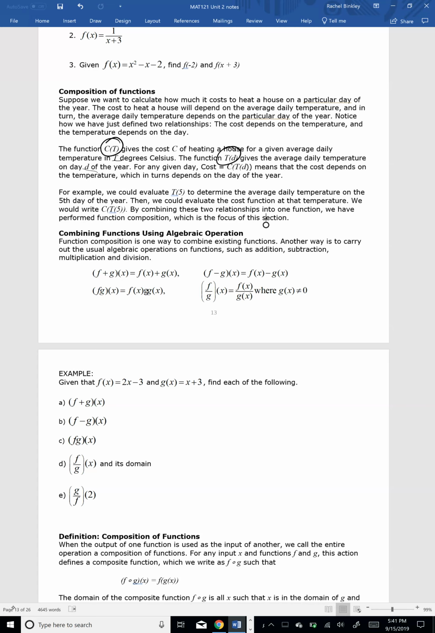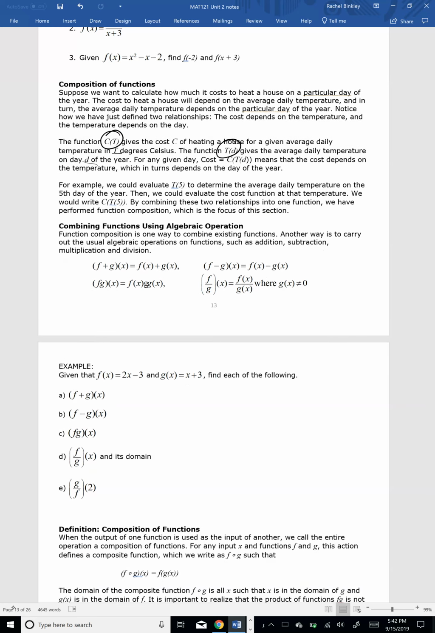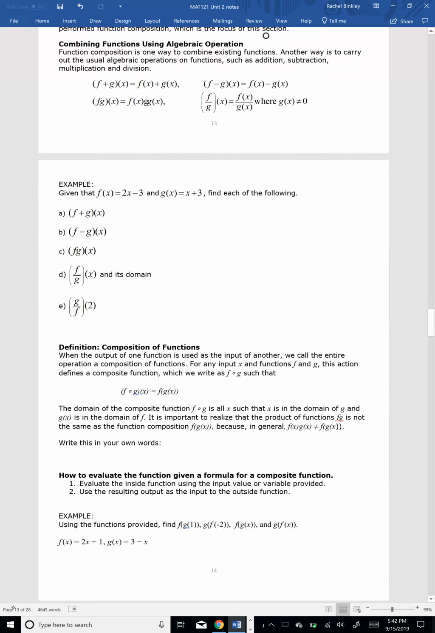For example, we could evaluate T at 5 to determine the average daily temperature on the 5th day of the year. Then we could evaluate the cost function at that temperature. But if you combine those two functions together, you would only have to do one thing. So we're going to go back and do some of the basics for this.